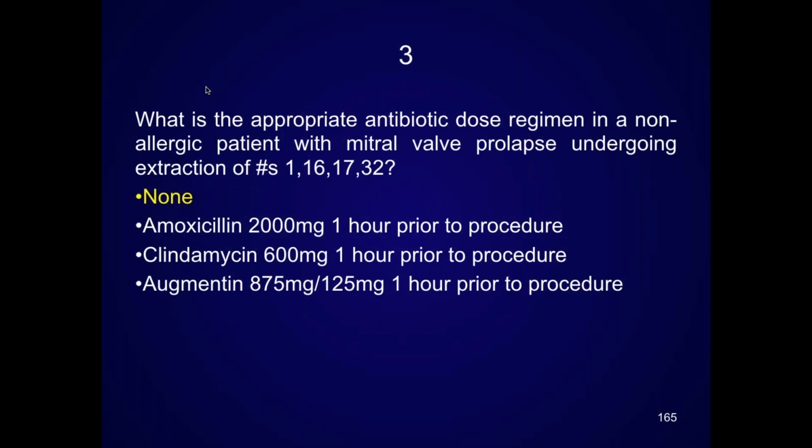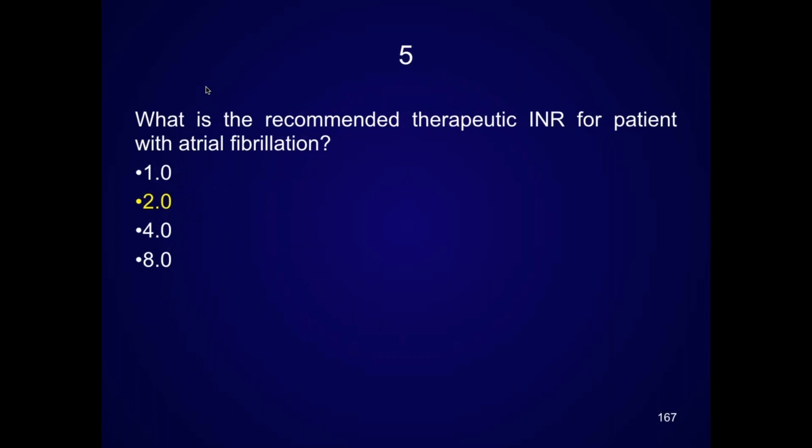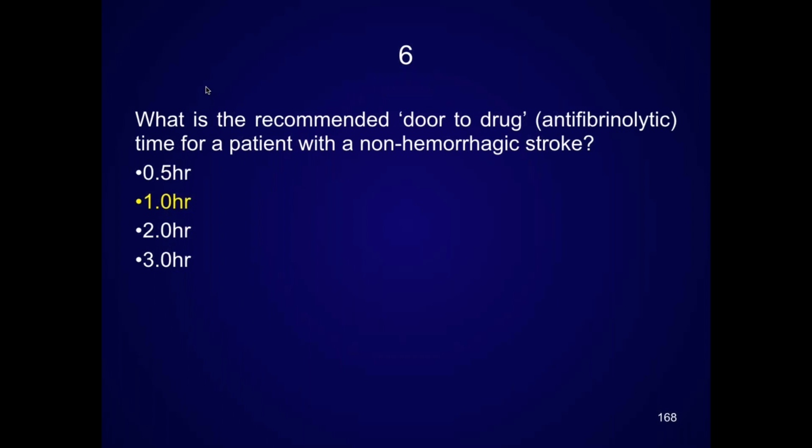All right, this is all about knowing what the 4 criteria are for antibiotic prophylaxis, and it's not mitral valve prolapse, so you don't give anything for these patients. COPD, it's all about turning down the juice, right, in your patients who have COPD, because high flow oxygen will actually turn down their drive to breathe. INRs, it's all about the magic 2 to 3 therapeutic range for your INR. Door to drugs, remember I said for strokes, it's door to drug 1 hour, it's door to admit 3 hours, okay?